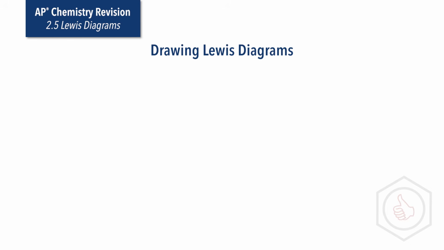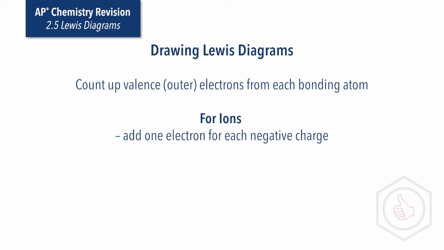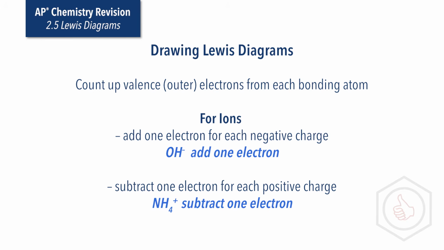We count and add up the total valence electrons from each bonding atom. And for polyatomic ions, we add one electron for each negative charge, and we subtract one electron for each positive charge. For example, for a hydroxide ion, because it has a -1 charge overall, we'd have to add one electron to the valence electrons from the oxygen and hydrogen. And for an NH4+ ion, we'd have to subtract one electron, as it has a +1 charge overall.